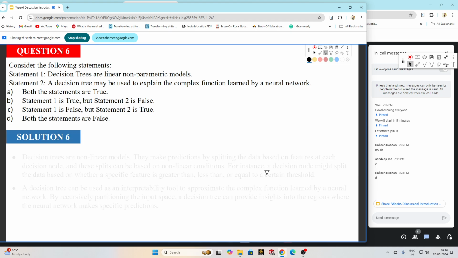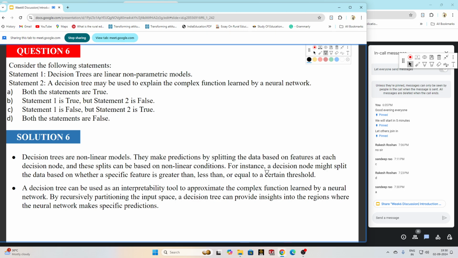Yeah, so no guesses. So let's see. Yeah, Sandeep is telling A, that both statements are true.